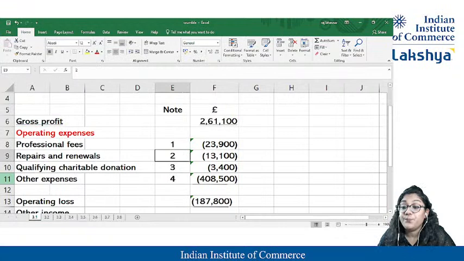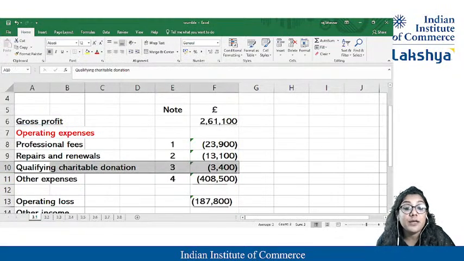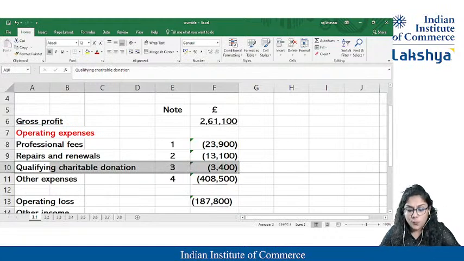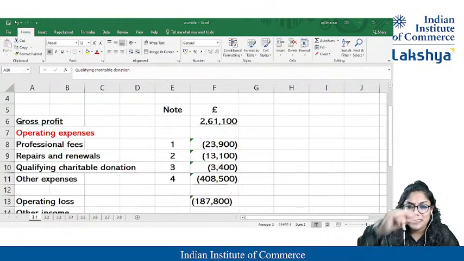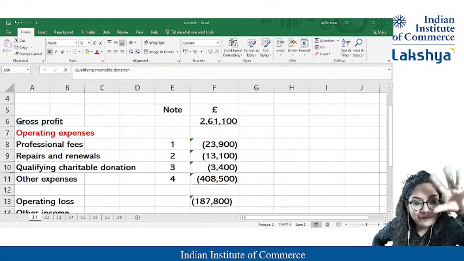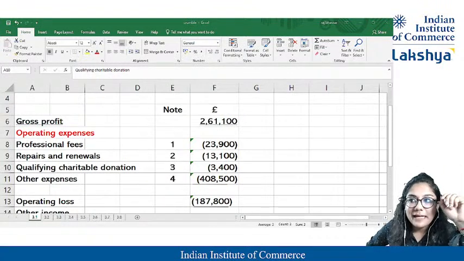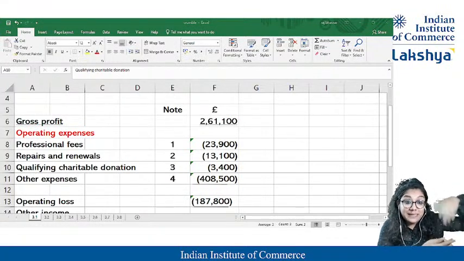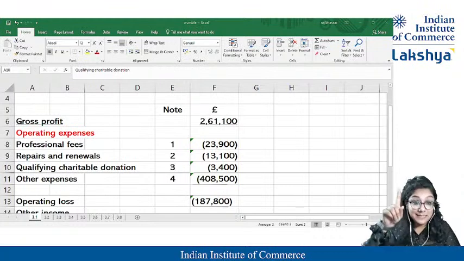For that, 2. Qualifying charitable donations. Guys, when I say qualifying charitable donation, one thing should come to your mind at a stretch: all these kinds of donations are not allowed in the first part. So when we are calculating operating profit, this is not allowed. But ma'am, at the time of calculating the taxes, the taxable time, then it is allowed. Yes.